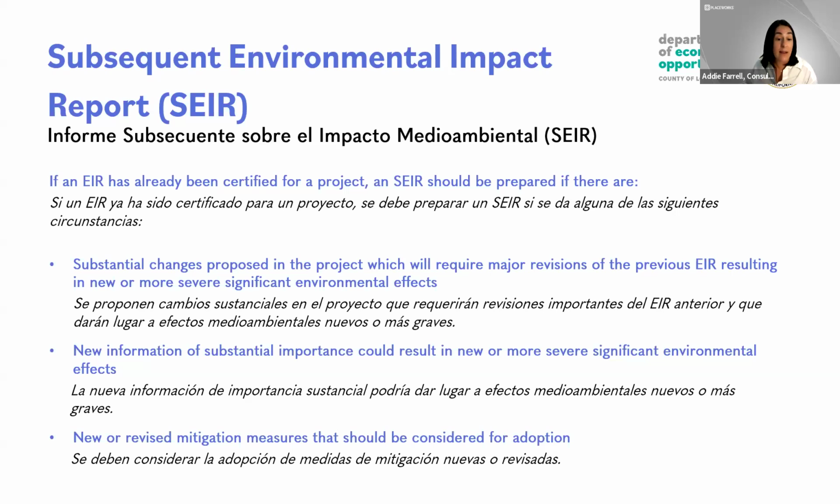Therefore, the CEQA guidelines, given these conditions, allow us to prepare what is called a subsequent environmental impact report, and that is the process that we are currently embarking on. Let's go to the next slide.